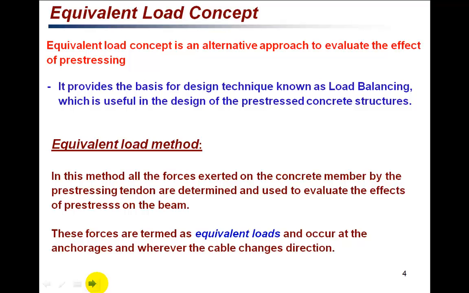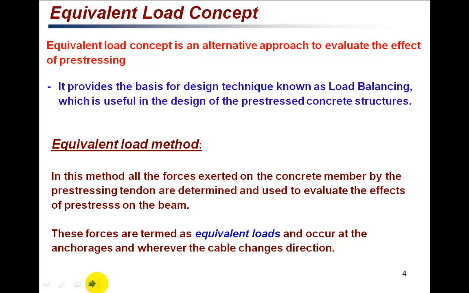So the equivalent load concept is just an alternative approach to evaluate the effect of pre-stressing forces. We will be talking about the loads that are acting on the beam due to the pre-stressing forces and how that will affect the performance of the concrete beam. And it provides an easy way to design the beam through the load balancing concept.